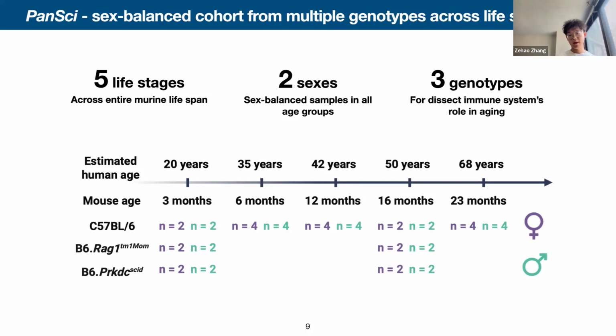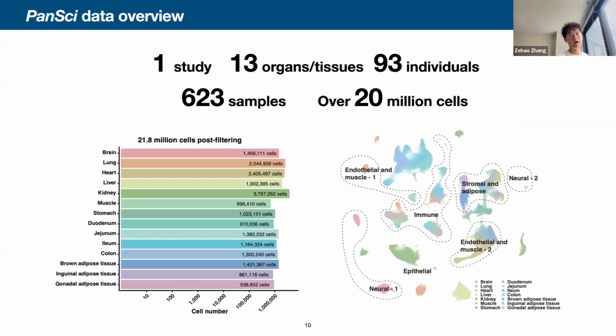And after several months of experiments, we established this PanSci atlas, in which, in one study, we studied 13 different major mammalian organs spanning 93 different individuals. We profiled over 600 samples, and in this one data set, we recovered over 20 million cells.